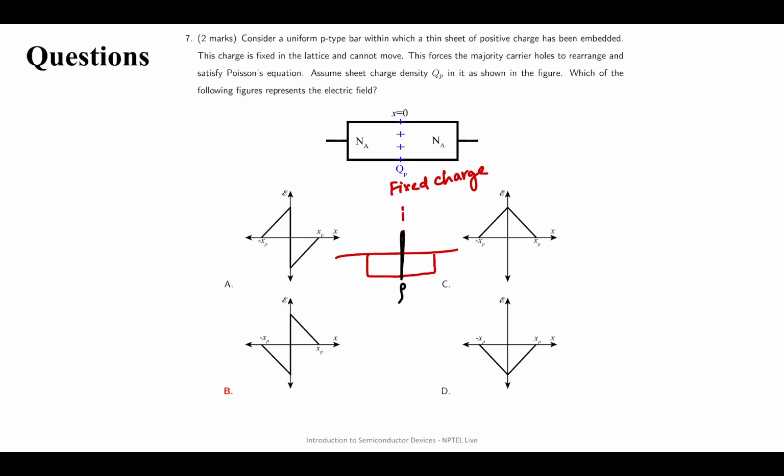That is correct. So this one represents the electric field. This is how the charge profile will look. It is negative in the depletion regions on either side, and there is a delta function in the middle. When you integrate it, your electric field profile will look like this.